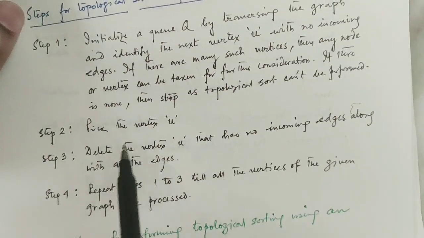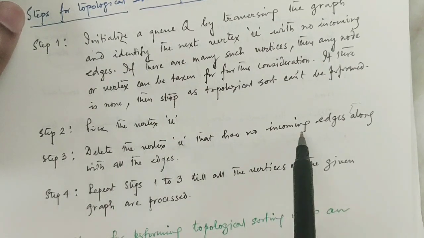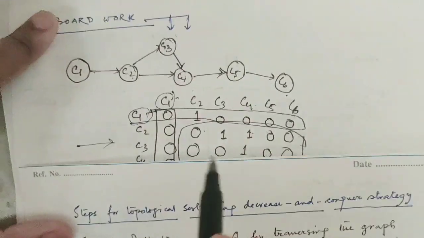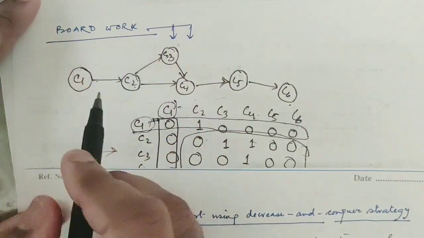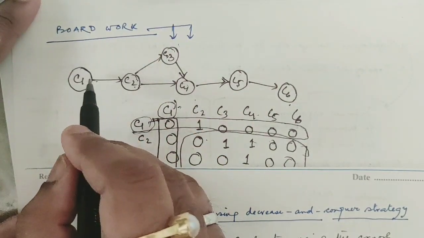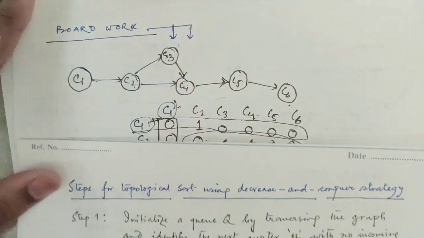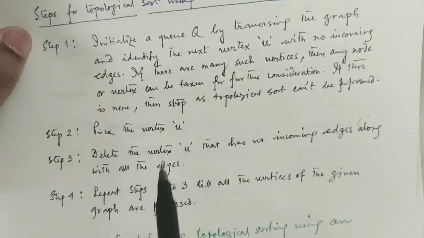The second step is to pick the vertex u. Delete the vertex u that has no incoming edges along with all its edges, as I told here. C1 has no incoming edges, so remove C1 along with its edges, that means along with its outgoing edges. So the entire part is removed from here. Then repeat steps 1, 2, 3. That means this part.